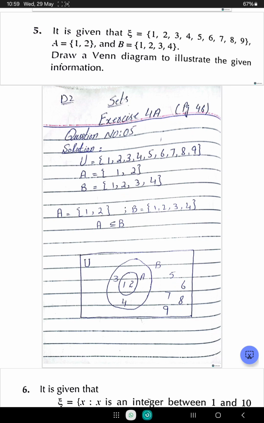Here A is a set which contains the elements 1 and 2, and B contains the elements 1, 2, 3, 4, and the universal set contains the elements 1 to 9. 1, 2, 3, 4 we already wrote. We just write the remaining elements. The remaining elements are 5, 6, 7, 8 and 9.